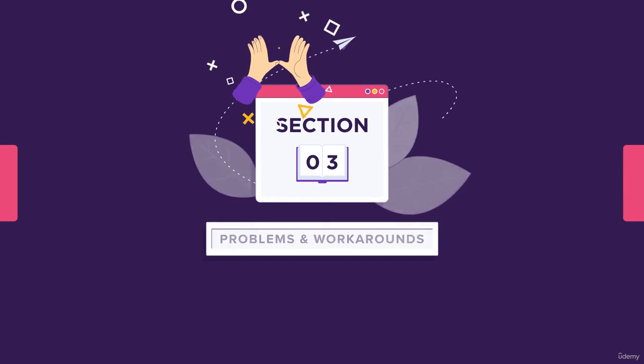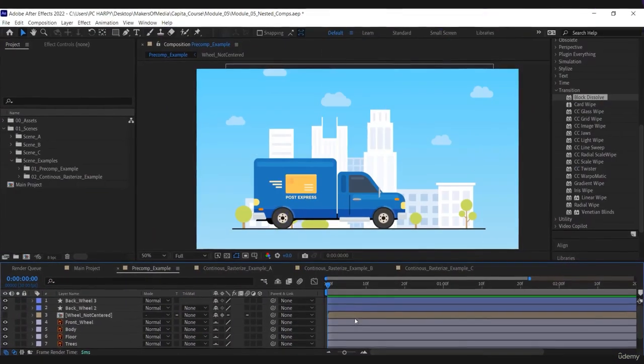Problems and workarounds. With software as versatile as After Effects, I'm sure you've already realized that features come with their own terms, limitations, and problems. Problems that, if we're unaware of, might end up giving us a headache later on. One of the biggest problems of working with nested compositions comes from how we create them.